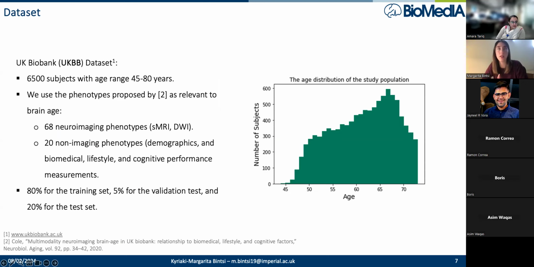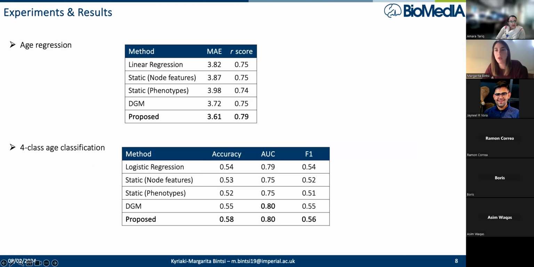We had around 6,500 subjects, and we had a split for the training, the validation, and the test set. As I mentioned in the beginning, we focused on age regression, but we also evaluated a classification task, because in other papers in the literature, they only tried the classification task, and we wanted to compare our results to them. The regression task is more complex. This is probably why it's not as explored for population graphs in general.